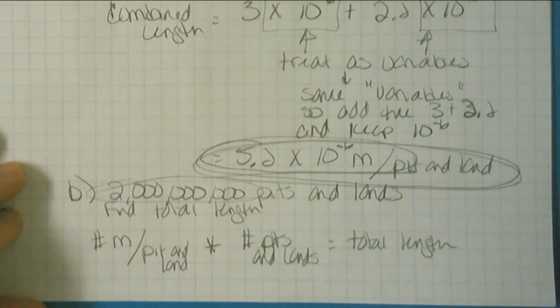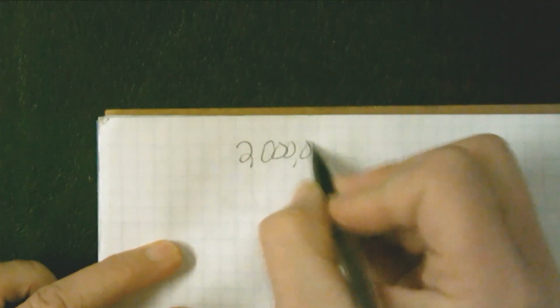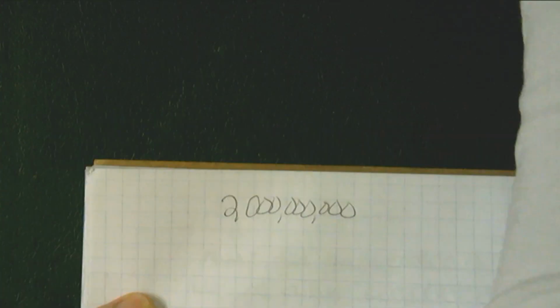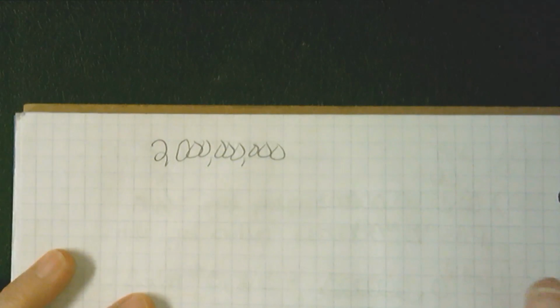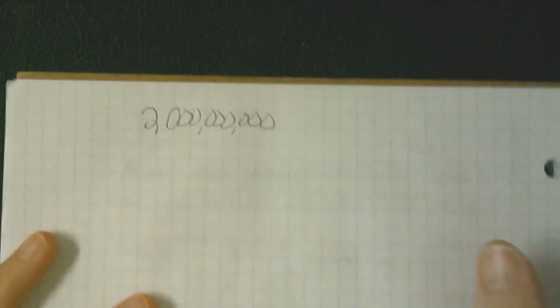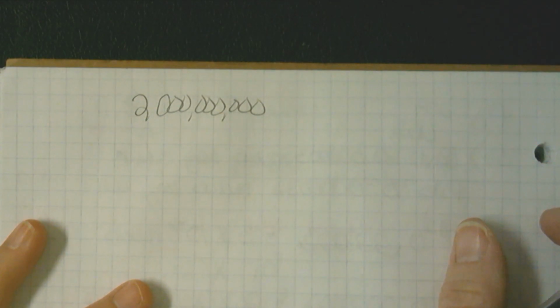All right, so I'm going to flip so I can write that down. So I have 2 billion. Somebody change that into scientific notation for me. Go ahead, AJ. 2 billion pits. They do, and this is the combined length of both of them together.